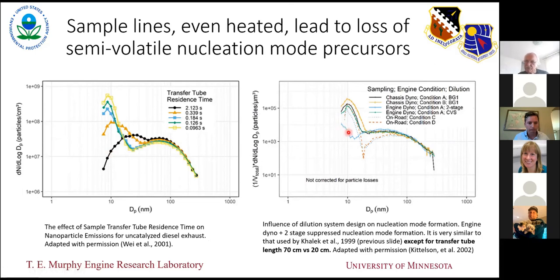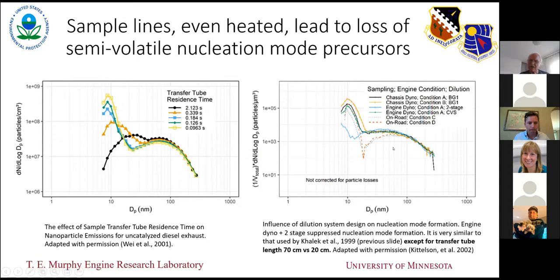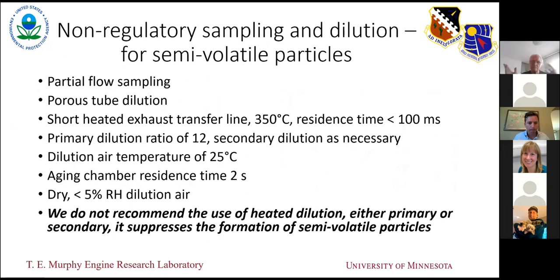Here, this blue curve is the same dilution system that we used for this study, but there are hardly any particles forming. Why? Because in this study, we were using a 70-meter sample line. In the earlier study, we were using 20 centimeters. It's a big deal. Okay, let me wrap up.